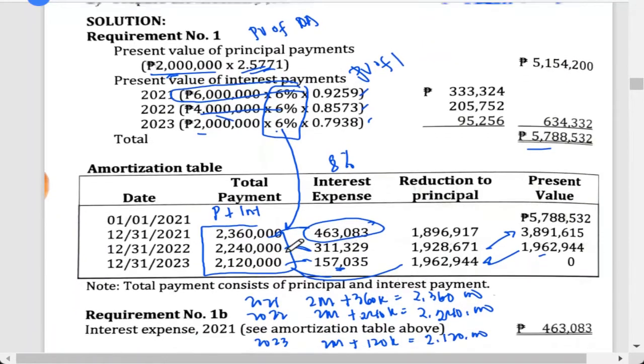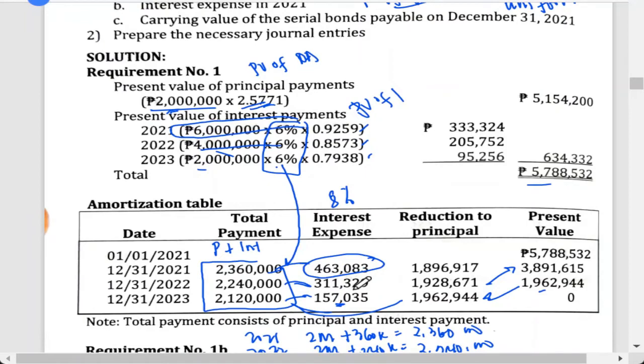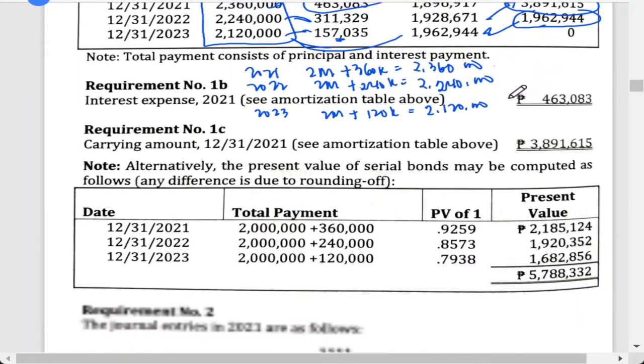So, if we are asked how much is the interest expense in 2022, the answer is 311,329. What is the carrying value of the bonds in 2021? The answer would be 3,891,615. If you're asked how much is the carrying amount of the bonds in 2022, that would be 1,962,944. Okay.